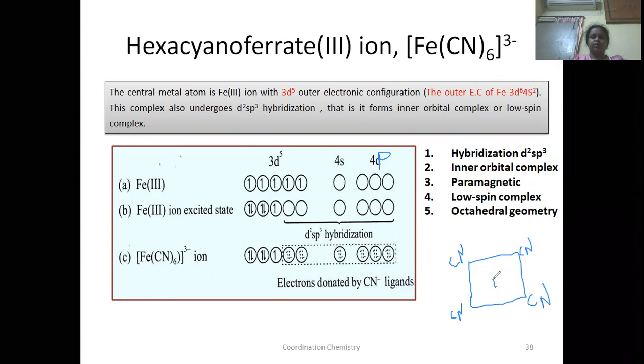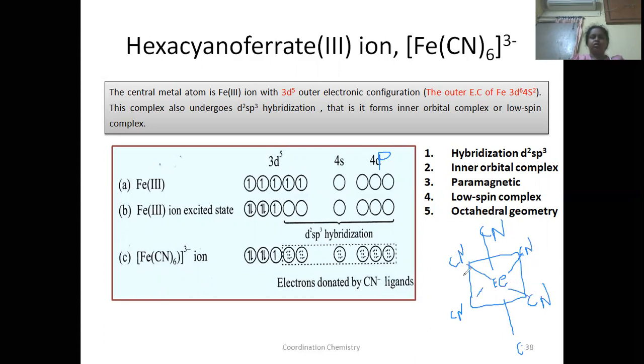The central position will be occupied by the central metal ion, in this case iron, and the 4 corners of the square with 4 ligands, that is cyano, and the 2 more positions we have, that position is known as axial position. These are also occupied with cyano group. So this is the octahedral geometry.